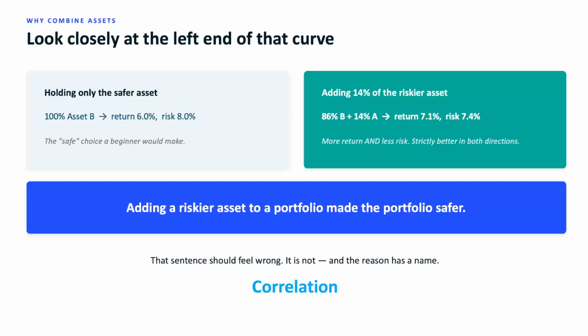And you need to run this in your head because you're adding a riskier asset to your portfolio and you're making your portfolio safer. That sentence should feel wrong. It should feel like I have made an arithmetic error. I haven't, and the reason has a name. One number controls this entire effect, and that is correlation.